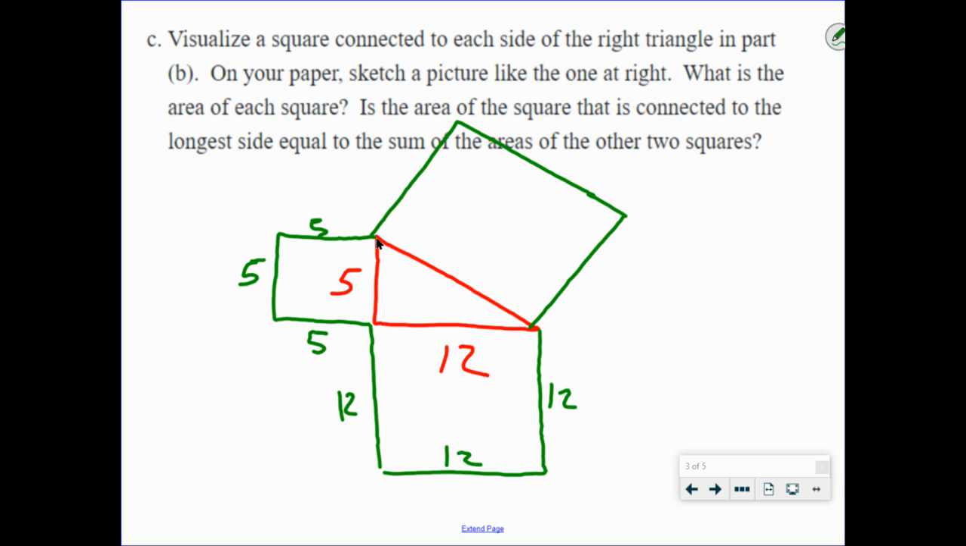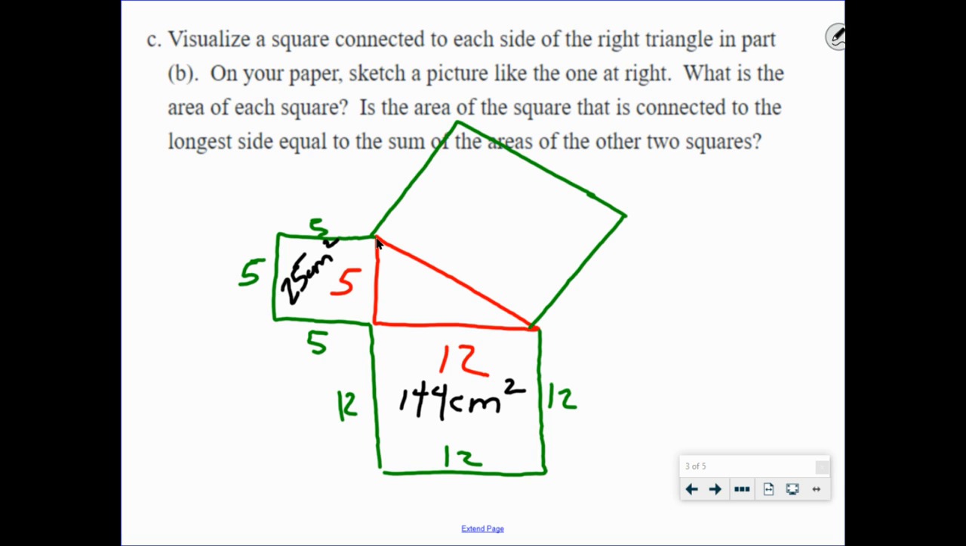And so we want to see, is the area of each square that's connected to every side equal to the sum of the area of the larger square? So let's dive into this. Well, if we do 12 times 12 is 144, that's the area of this square, so I'm going to write that in here. 144 centimeters squared. And this guy, 5 times 5 is what? It is 25 centimeters squared. All right. And pause the video and measure the sides of the other square.